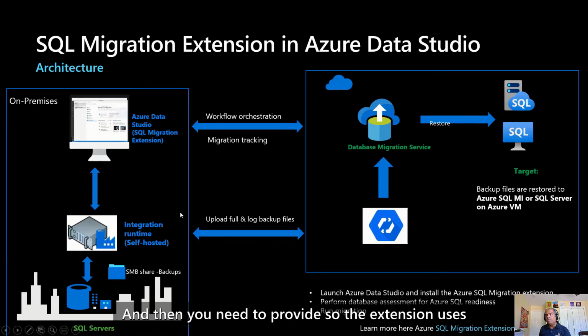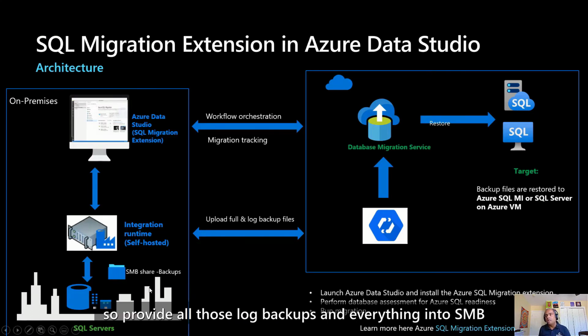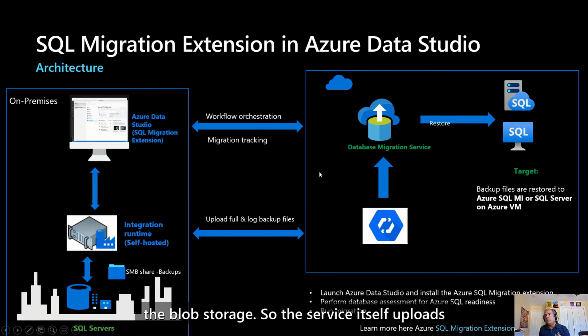And the extension uses the backup and restore technology to do the migration. So you need to provide all the full backups as well as the log backups. We use log backups to apply the incremental changes. That way you will really get a minimal downtime migration experience. So provide all those log backups, everything, in an SMB network share, so that we can upload those backup files to the blob storage.